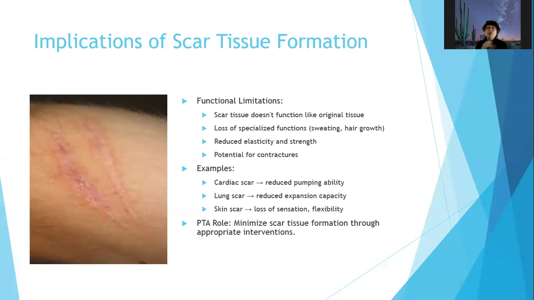So when you have a cardiac scar, you have reduced cardiac pumping ability. When you have a lung scar, you have reduced expansion capacity because that scar tissue is not going to expand like the lung tissues do. When you have a skin scar, you have loss of sensation, maybe not usually just on the scar, but sometimes on the tissue around it as well because nerves were damaged during the wounding process. And you also have loss of flexibility with a skin scar.